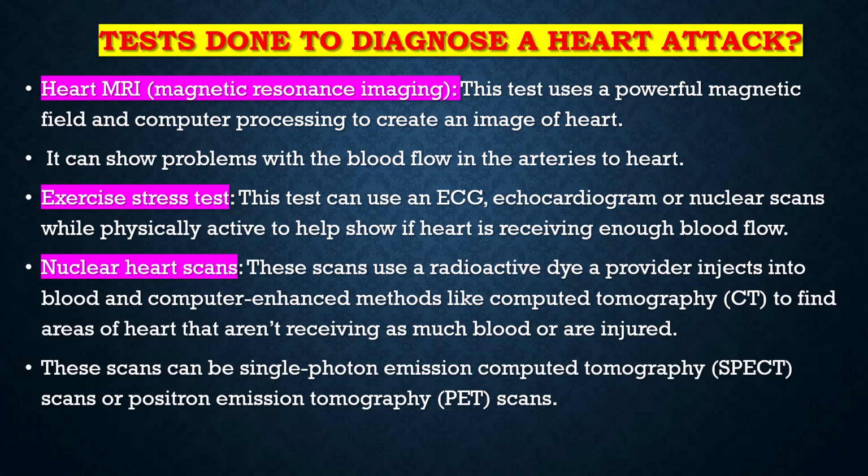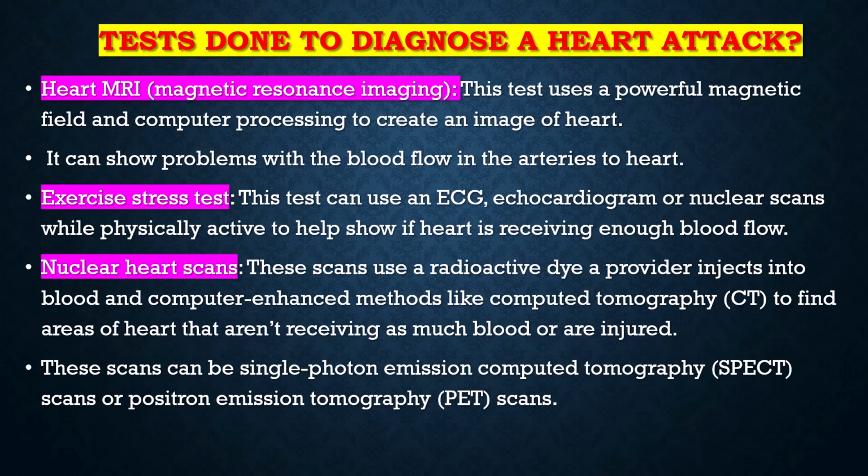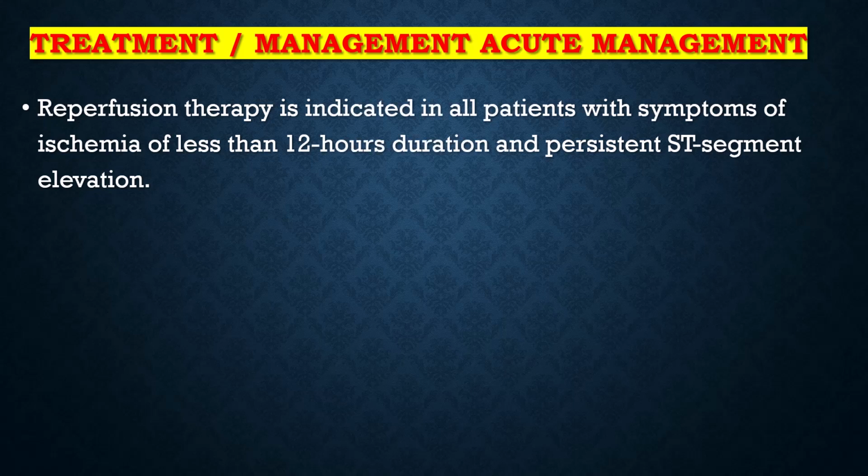Nuclear heart scan. These can use a radioactive dye a provider injects into the blood and a computer enhanced method like computed tomography CT to find areas of the heart that aren't receiving as much blood or are injured. These can be single photon emission computed tomography scan or positron emission tomography PET scan.